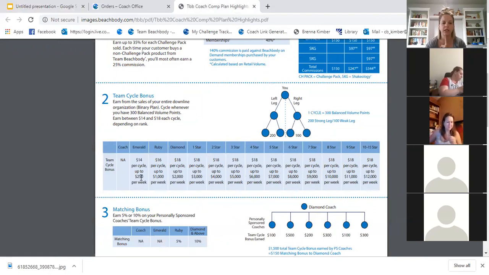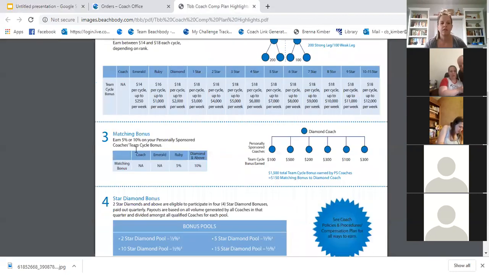It takes a while even to get to this point. Personally, I'm a 1-star Diamond, but my team cycle bonuses aren't even $1,000 a week yet. I just don't have that volume yet. But if I did drop rank to Emerald, I would lose money because they are above 250. So you'll want to be aware of those when you're hitting ranks and getting team cycle bonuses so that you aren't wasting volume. If your team cycle bonuses equal more than this, but you didn't have the rank, then that money just gets wasted.